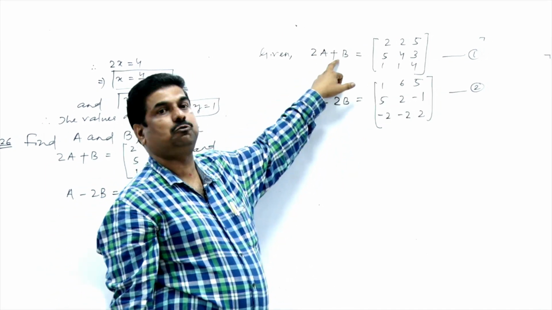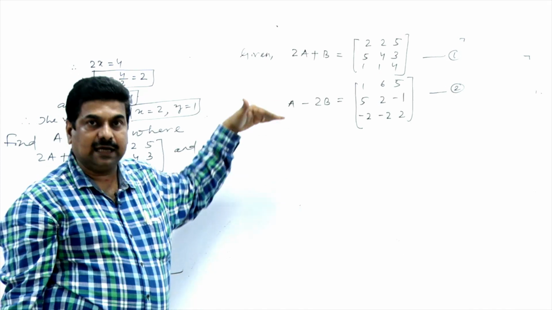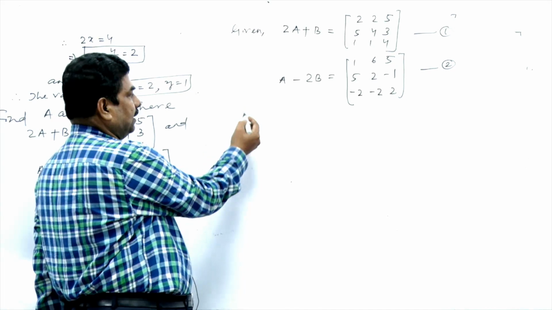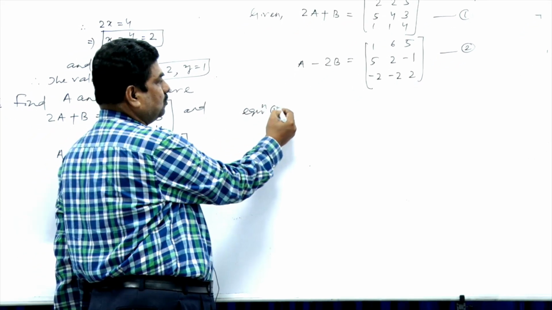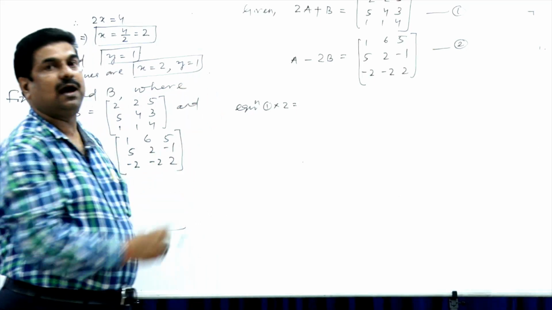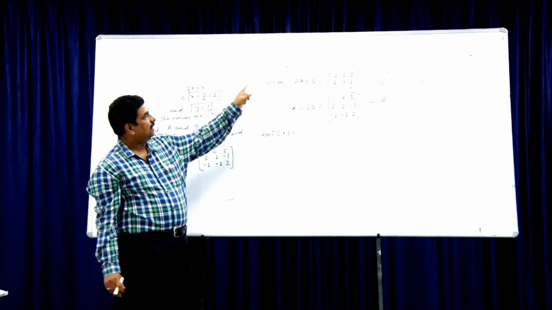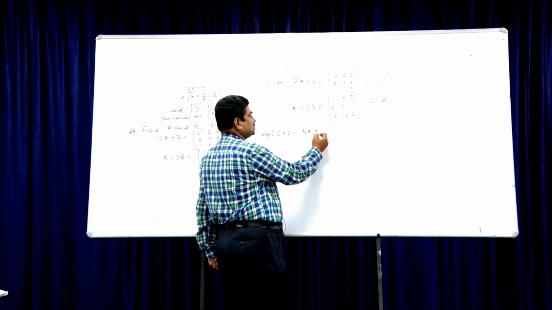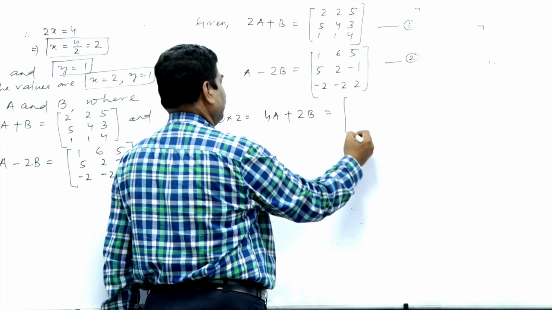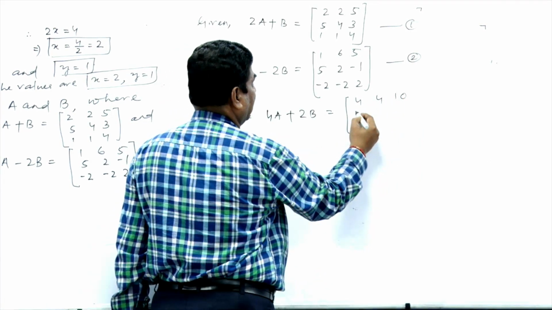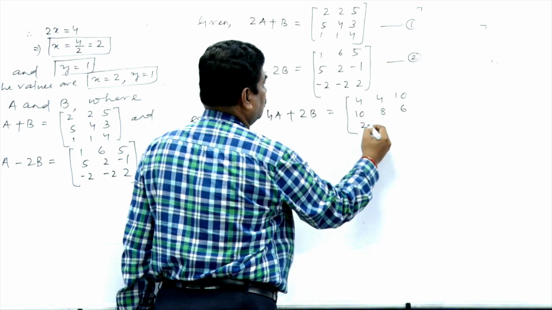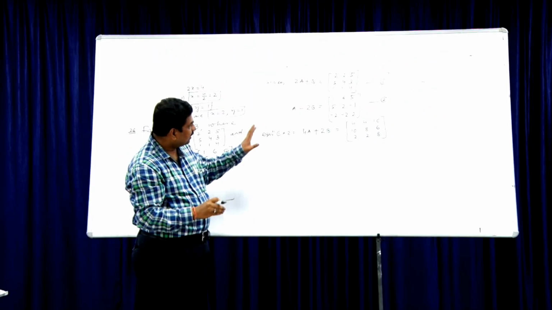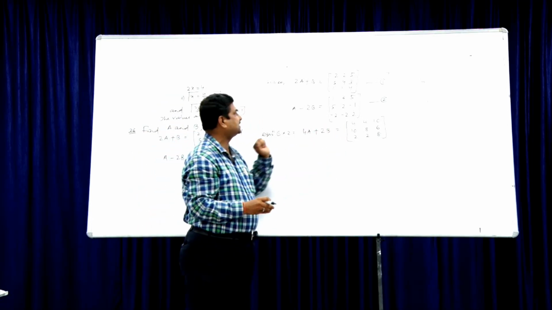If you multiply by 2 and then add these two equations, only the B part gets cancelled out. Therefore, multiplying equation 1 by 2, the left-hand side reduces to 4A plus 2B, which is equal to the matrix 4 4 10 10 8 6 2 2 8. Very easy question, but do it with a little concentration so there is no mistake.